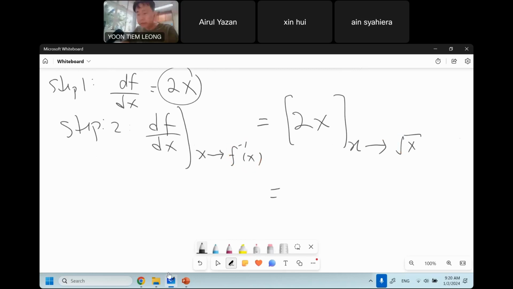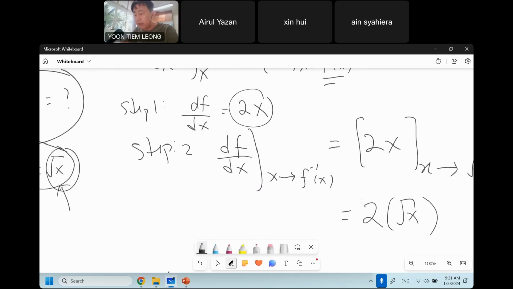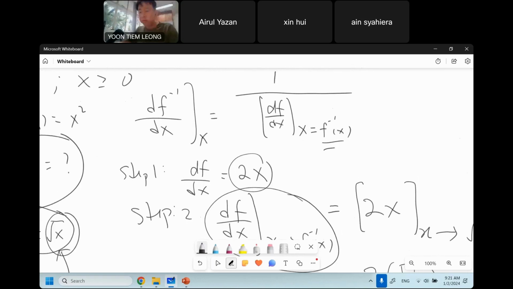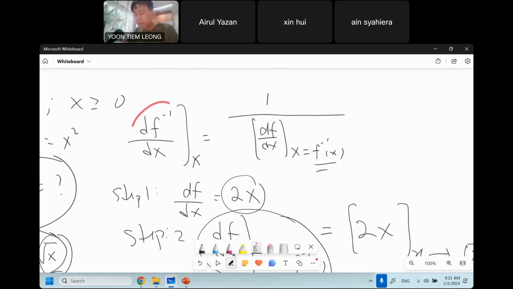In other words, this is a mathematical operation that says whenever you see an x, you replace the x symbol by the expression of the inverse, which is just the square root. So this is just equal to 2 times the square root of x. That is what I have done for calculating step number 2, but the calculation for the derivative is 1 over the result obtained from step 2.